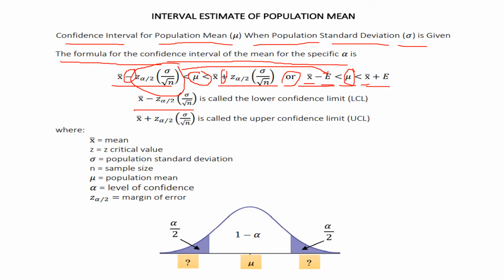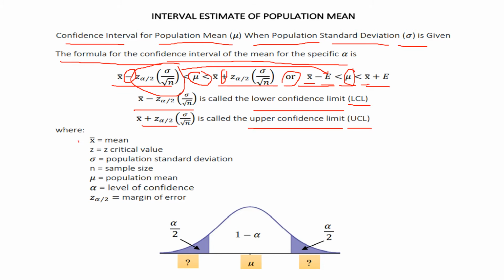So that will be your LCL, or the lower confidence limit. And for your upper confidence limit, we have your formula: x bar plus C sub alpha over 2 multiplied by sigma over square root of n. So that will be your UCL, or the upper confidence limit.